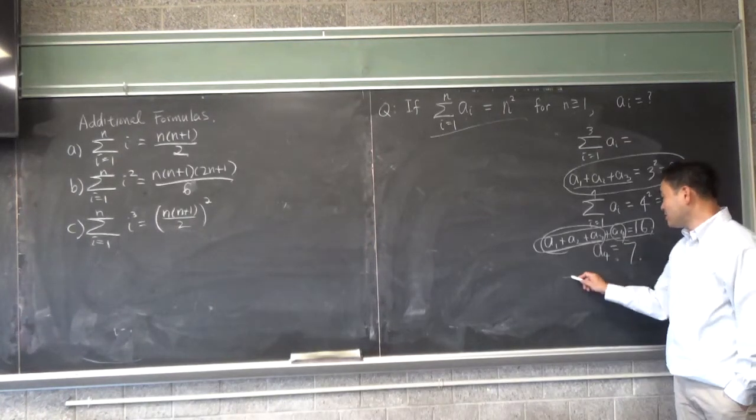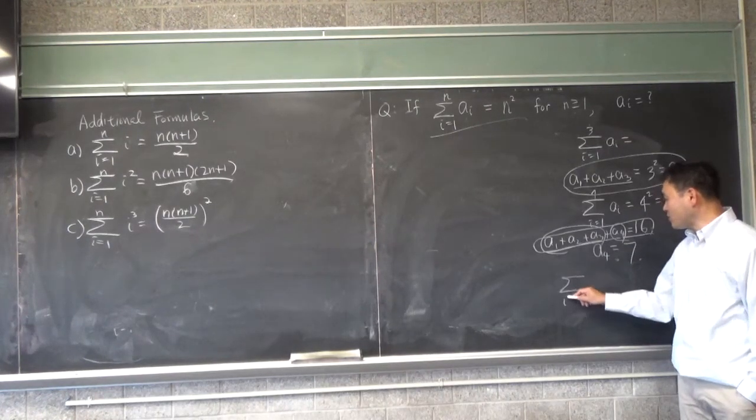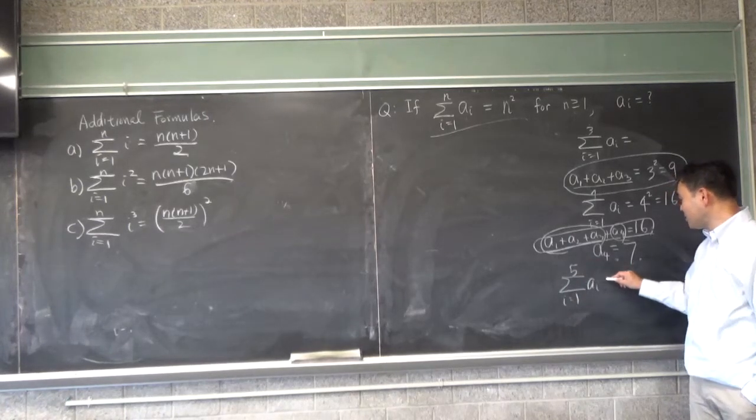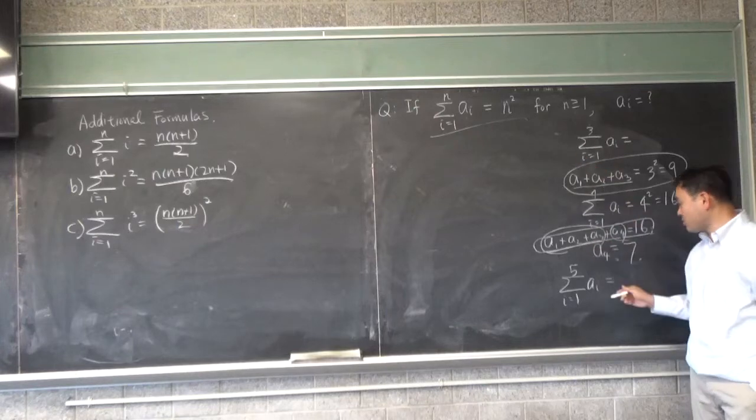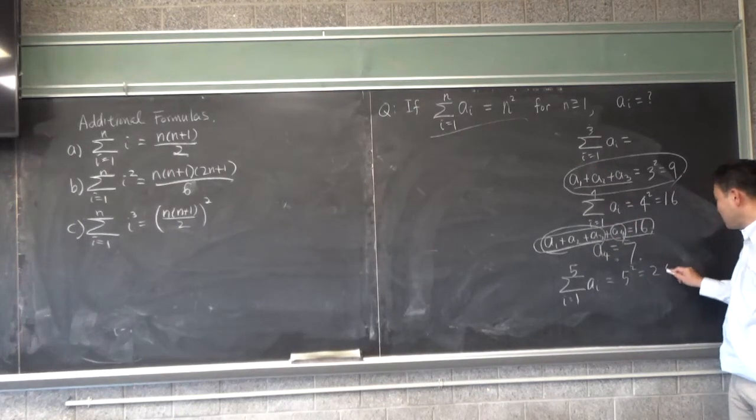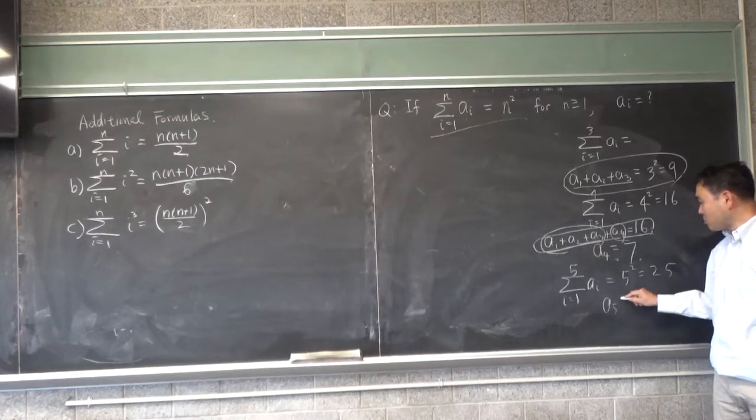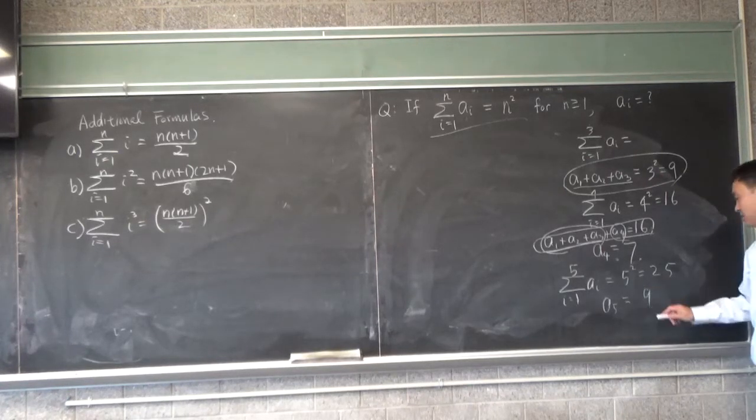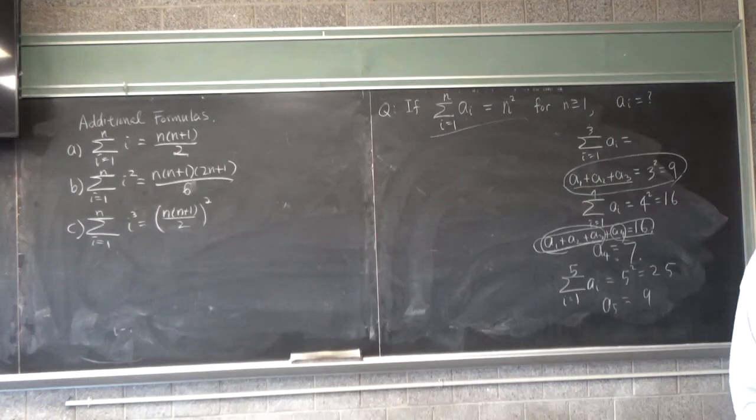Okay. Now let's see what this is saying. What if we have a1 through a5 added? What should this equal according to our condition? 5 squared, which is 25, right? This means that a5 must be 25 minus 16, which is 9. So a5 must be 9, right? Get it?